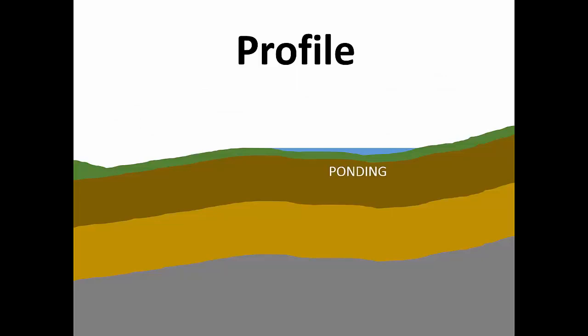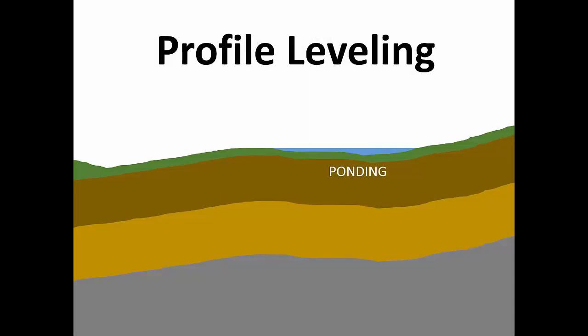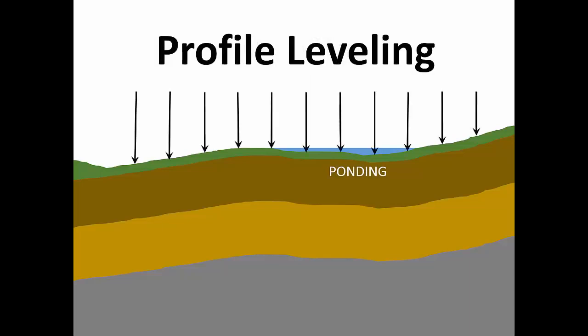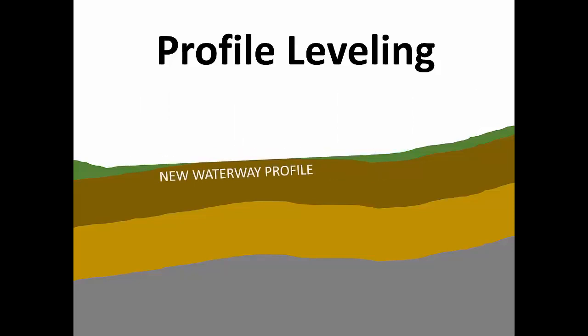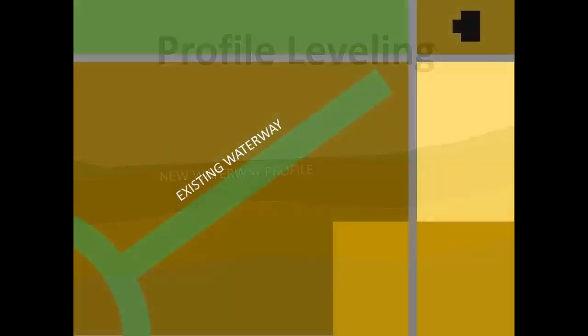We can use a method called profile leveling. The idea is to measure the elevation at intervals along the waterway profile. Equipped with this information, we can design a new waterway profile and excavate the soil that caused the ponding problem. Here's a simplified map of your waterway.